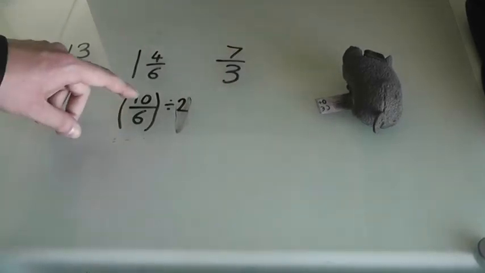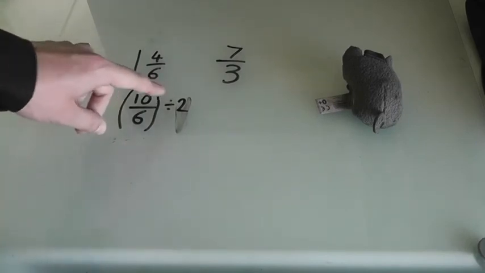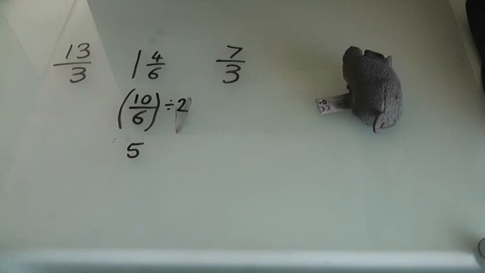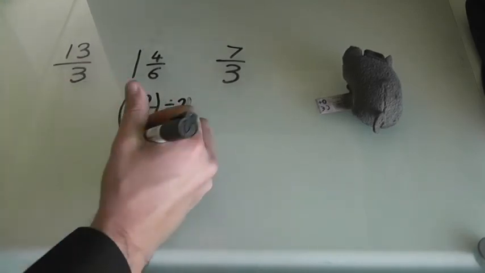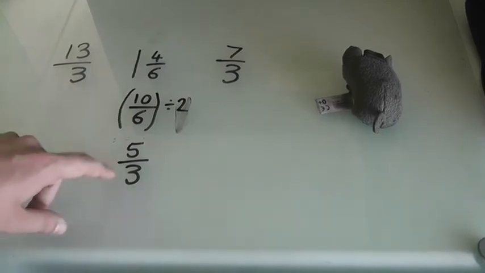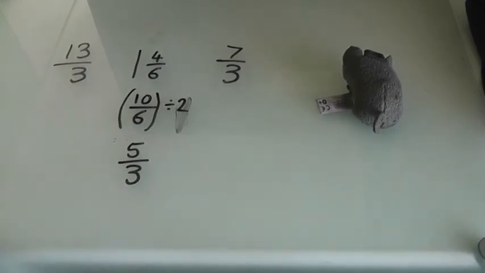So whatever you do to the top, you do to the bottom. So 10 divided by 2 will give us 5. 6 divided by 2 will give us 3. So look, there's our smallest one. There's our smallest answer.